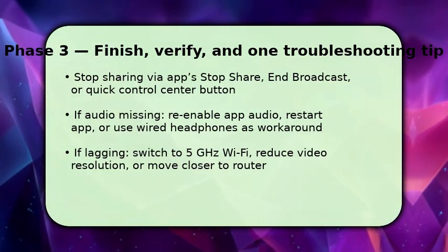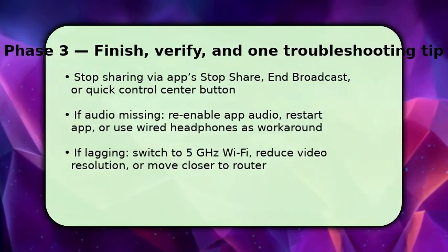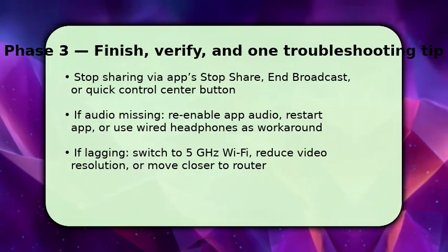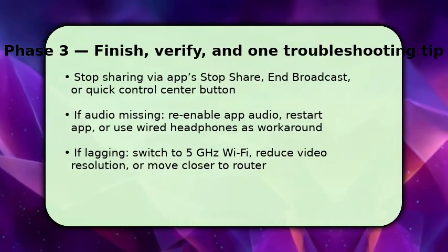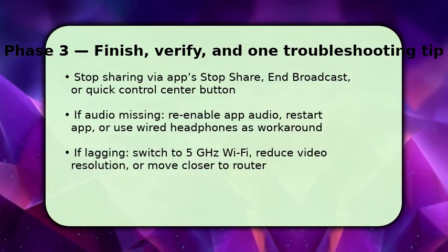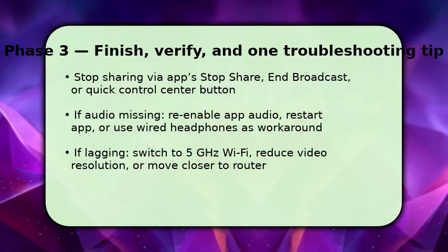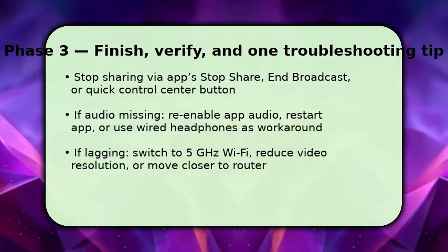If viewers report no audio, make sure the app's audio sharing toggle was enabled. Restarting the app often fixes permission glitches. If the stream is laggy, switch to a 5 GHz Wi-Fi band or lower video resolution and move closer to the router. One key tip: toggle airplane mode for 5 seconds, then reconnect if the network is stuck.